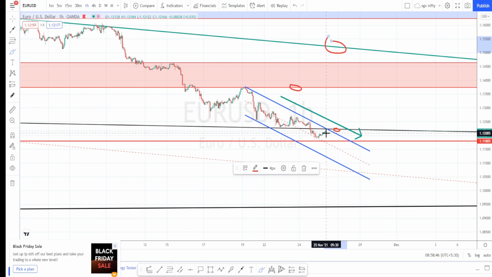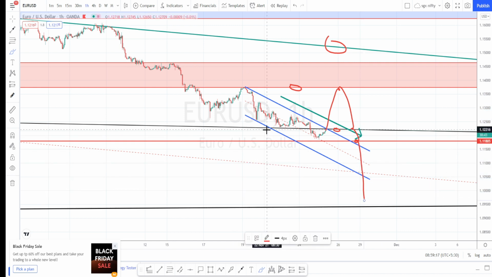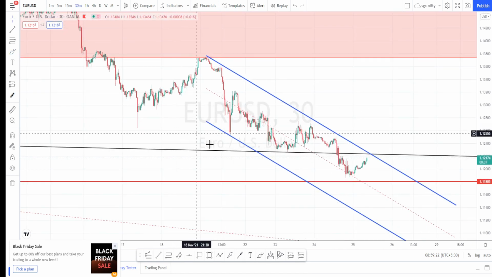So even if it breaches this level, we can expect it to take resistance at this level and retrace and test the support level. Next level of support is going to be here and continue with downside momentum. Let us do the analysis in 30 minutes time frame and mark the trading ranges for today. I am in 30 minutes time frame now.